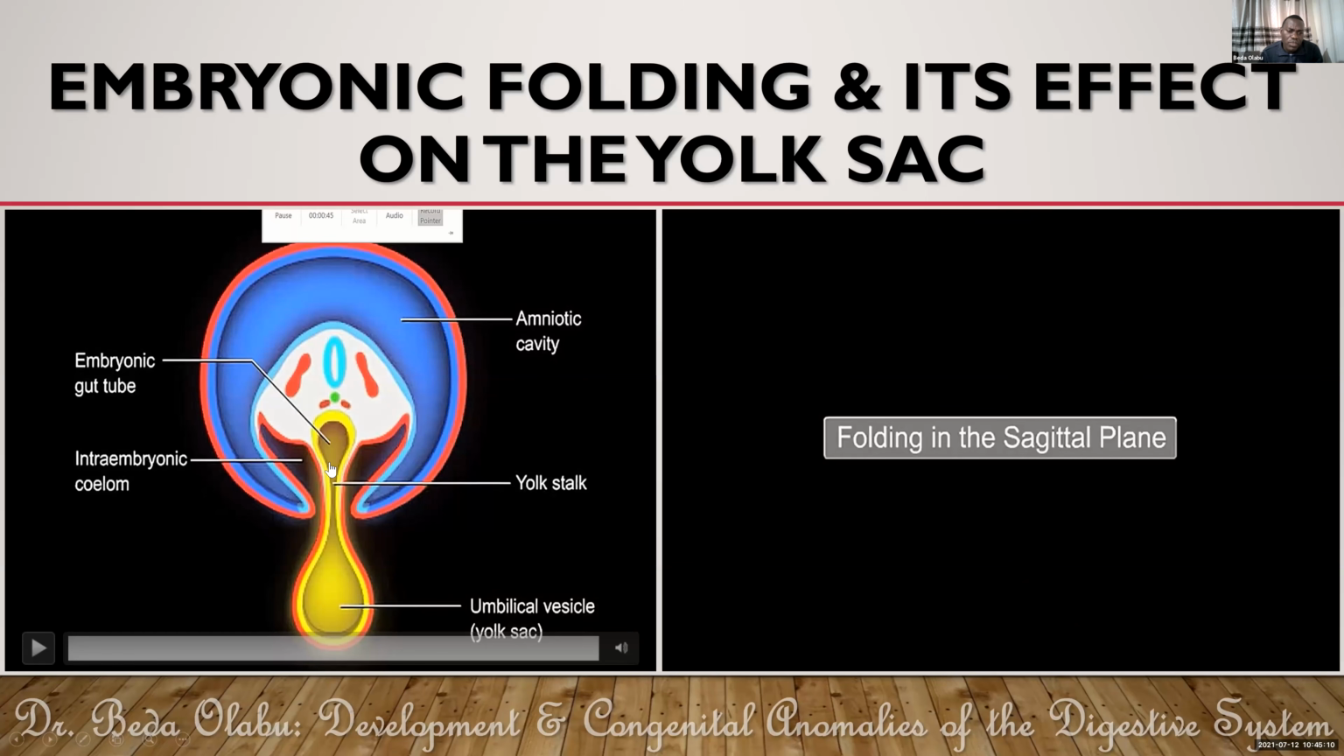The connection between the two is known as the yolk stalk, or you may want to call it the vitelline duct. So that's the vitelline duct. This is the primordial gut, and this is the yolk sac that is degenerating. This is the baby, basically. The baby has become cylindrical now.